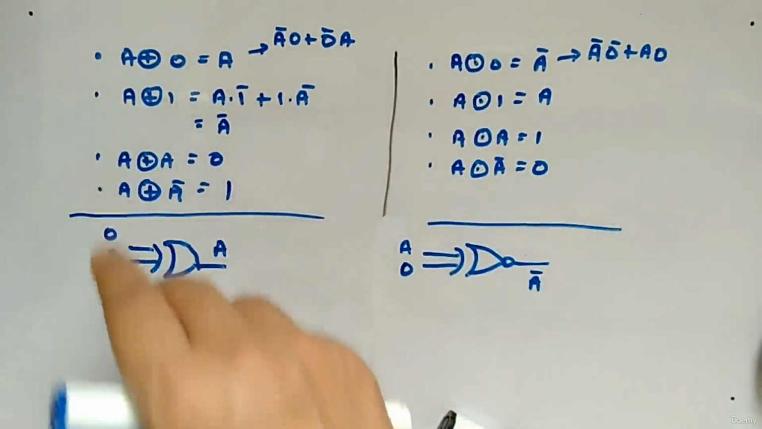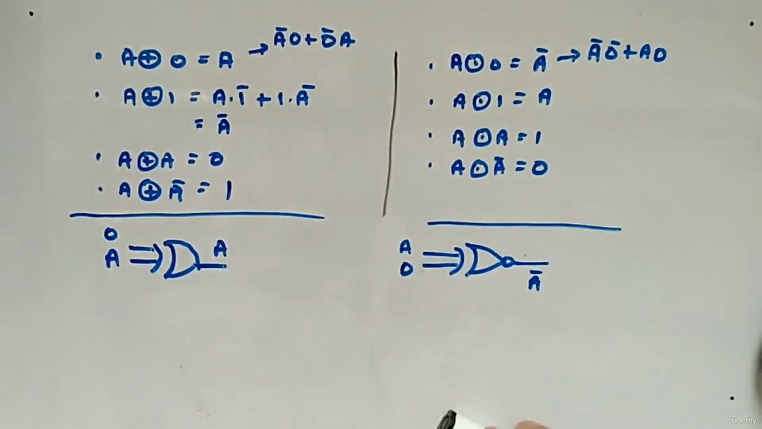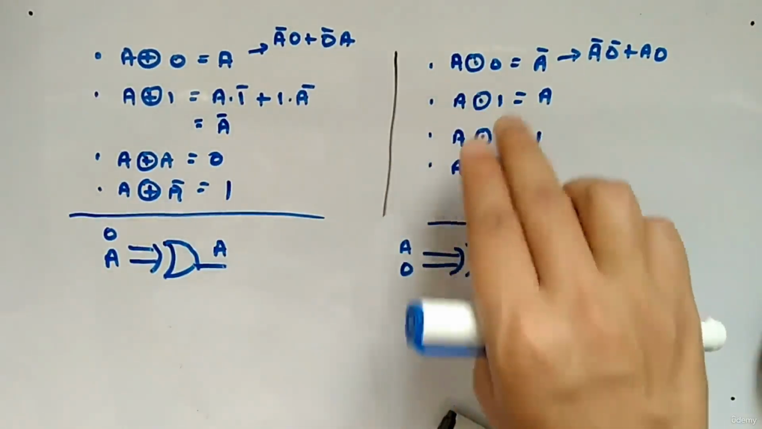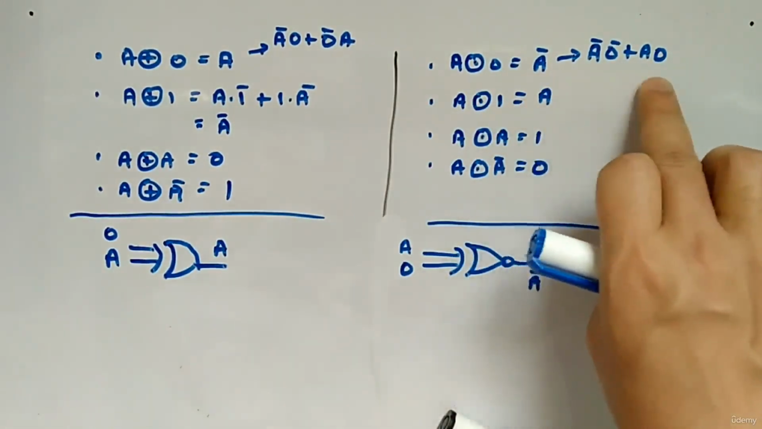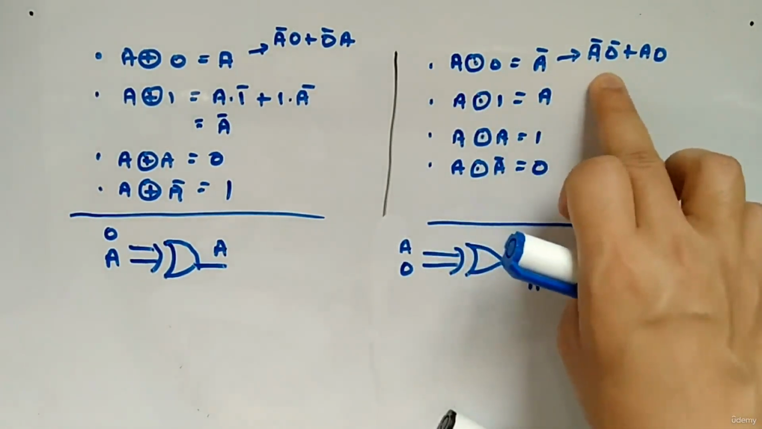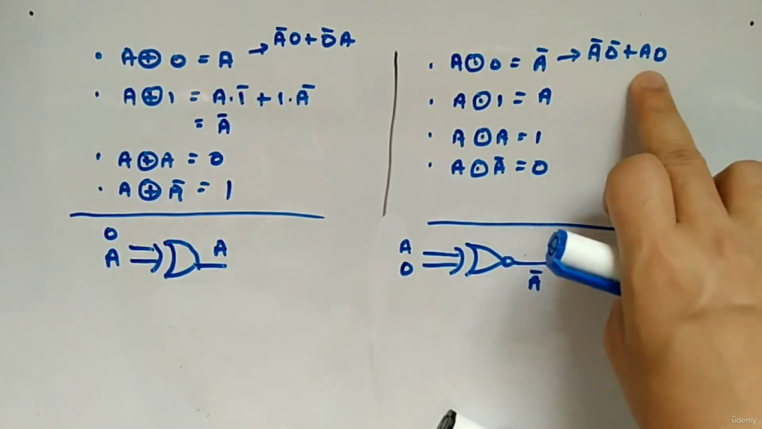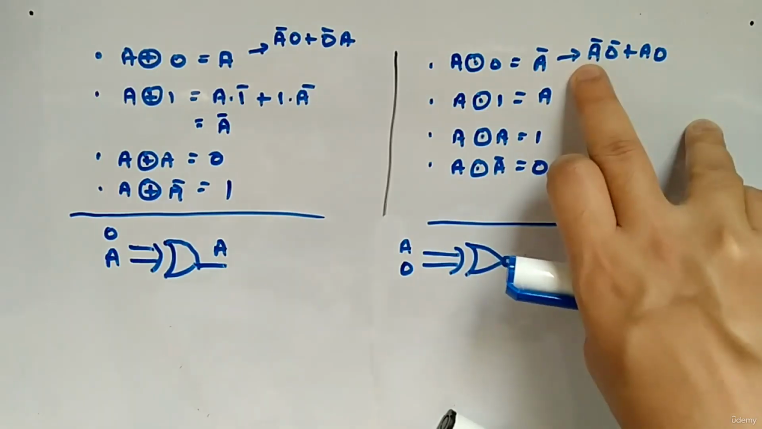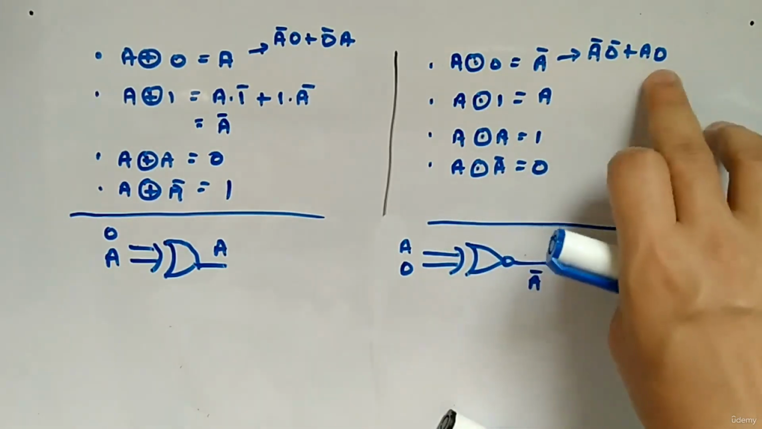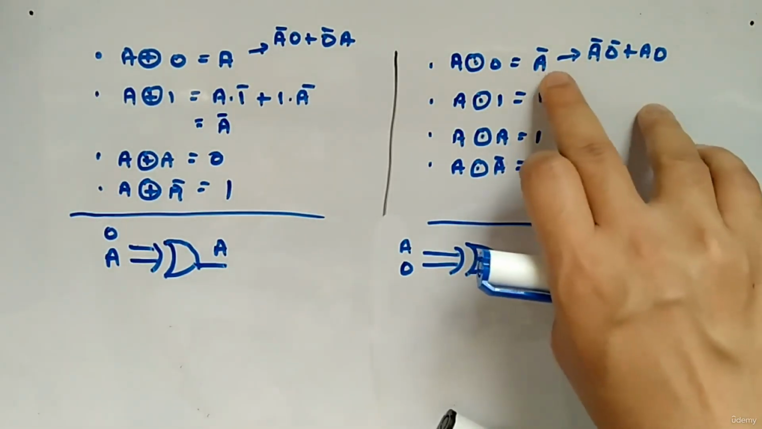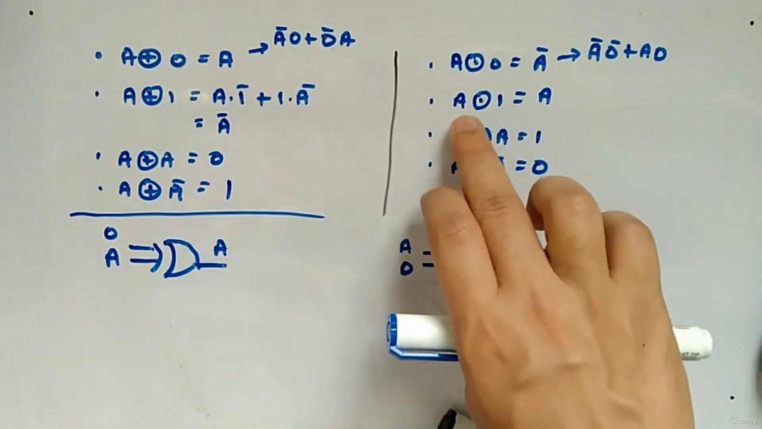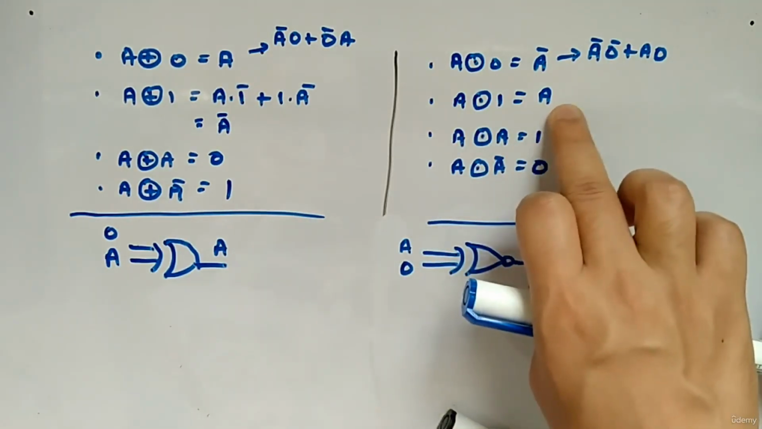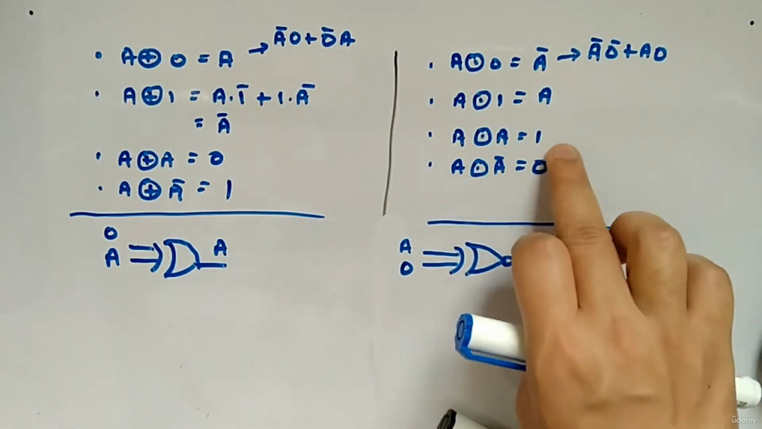Similarly, this was for XOR. For XNOR, you can see here A XNOR 0 will give you A bar. So this is how you expand: A bar 0 bar plus A 0. 0 bar will give you 1. 1 dot A bar will be A bar plus 0 into A will be 0. So that is how you get A bar. Similarly, A XNOR 1 will give you A. A XNOR A will give you 1.